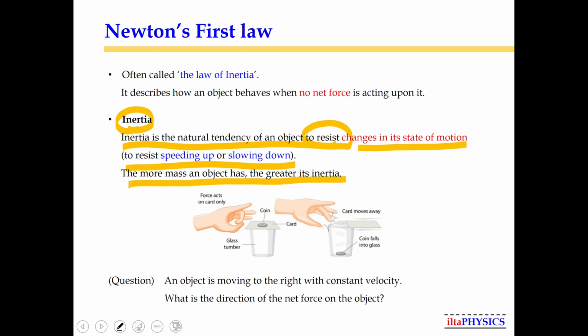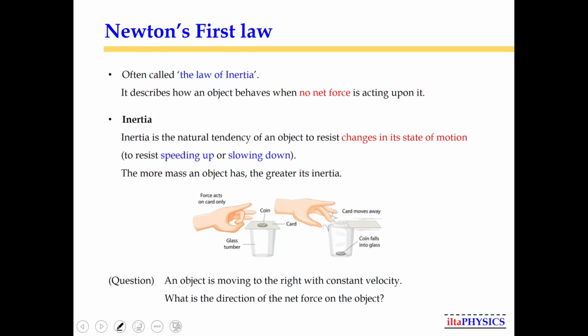Think about this in everyday life. Which is harder, pushing something light or pushing something heavy? Of course, it's harder to push a heavier object. That's exactly what Newton's first law, the law of inertia, is describing.